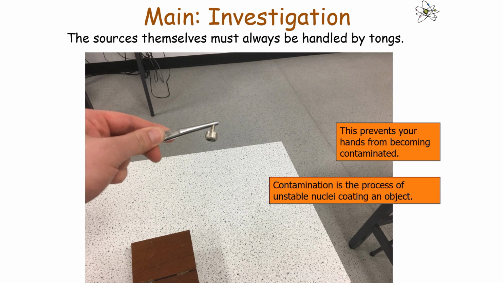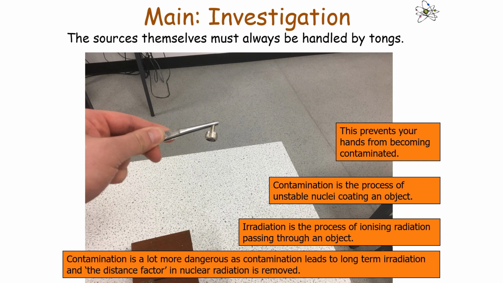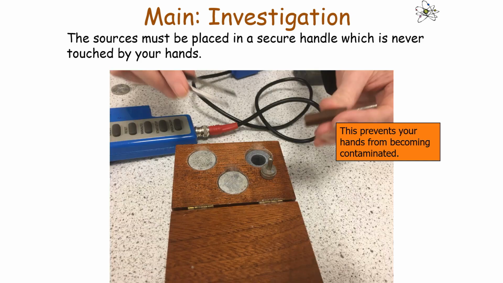Now the sources themselves should always be handled with tongs. Now this prevents your hands from becoming contaminated. Now contamination is the process of an unstable nuclei coating an object. This is different from irradiation, as that's the process of the ionizing radiation passing through the object. Now contamination is a lot more dangerous than irradiation because contamination leads to long-term irradiation and the distance factor in nuclear radiation is removed. Now the sources should always be placed in a secure handle, never touched by your hands.